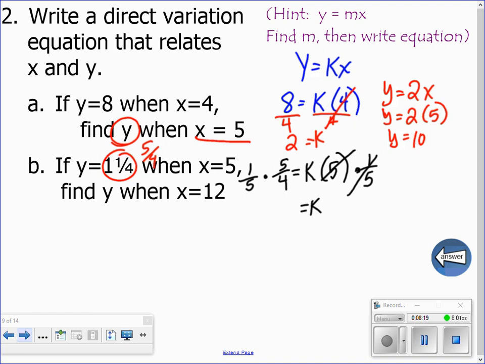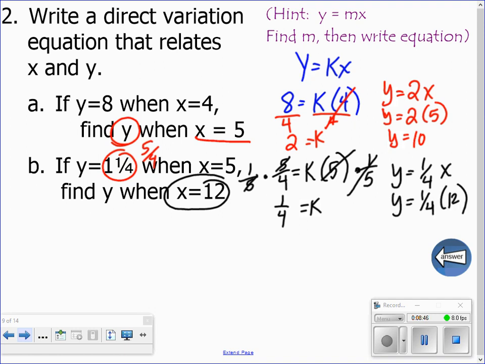5 times 1 is 5. And actually the 5 in the bottom and the 5 in the top, they can undo each other. And that leaves you with 1/4. So we have k is equal to 1/4. Again, now that we know what k is, we can go back and we can write our equation. So y equals 1/4 x. And then substitute in the 12 this time, because we want to know what y is when x is 12. We look at 1/4 of 12. 1/4 of 12 would be 3.